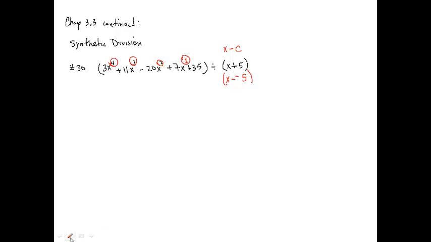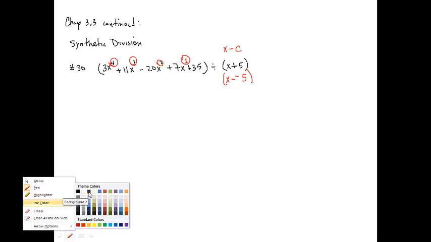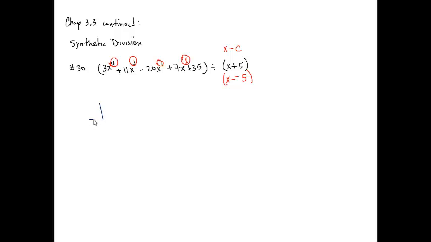Alright, the first thing to do is go ahead and draw your backwards L, okay? And you're always going to put your c inside there. So c is -5. Be careful, it's not 5, it's -5. It has to be in the form x minus c. So put your c inside your little box. And then you're going to write the coefficients of every term. Just the coefficients. So that becomes 3, 11, -20, 7, and 35.